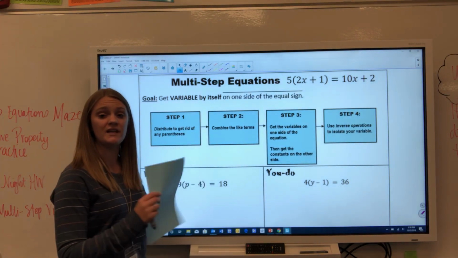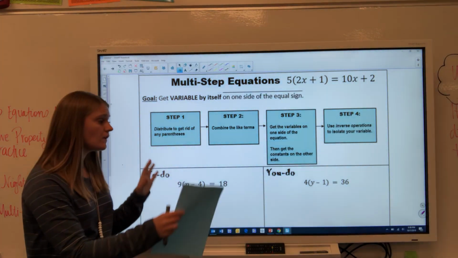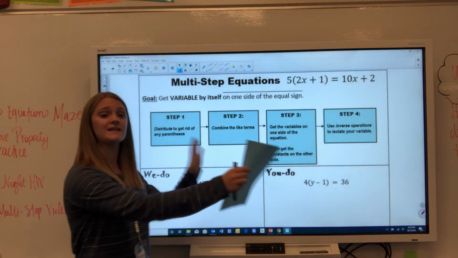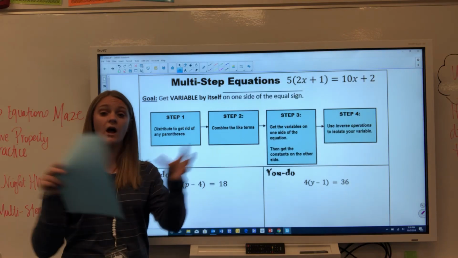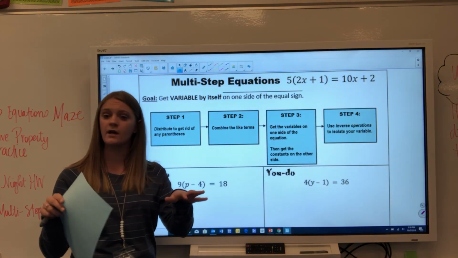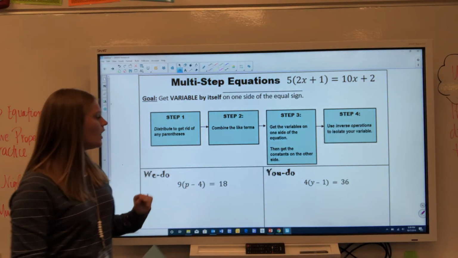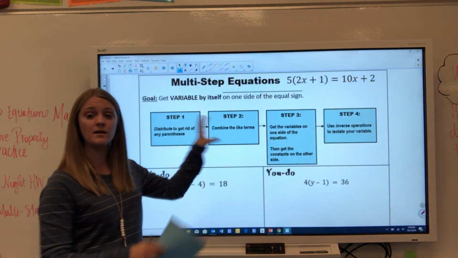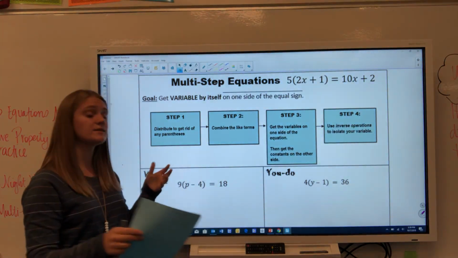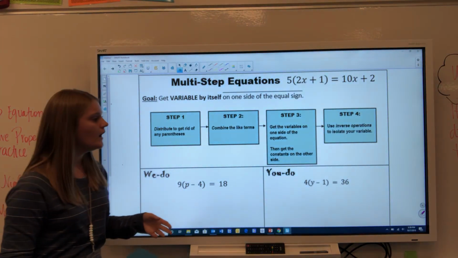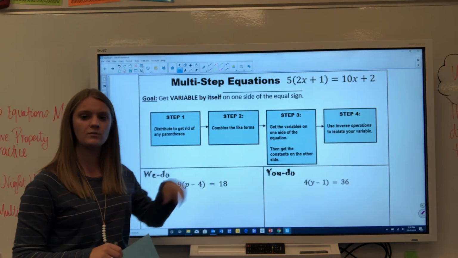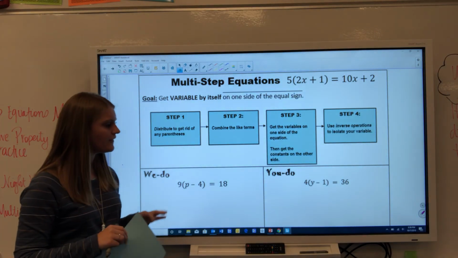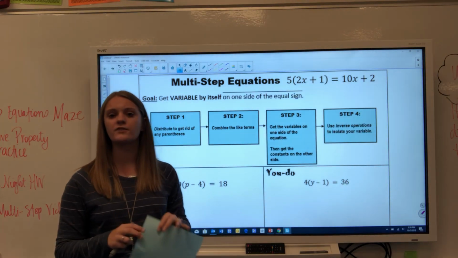Combine like terms on each side of the equal sign. Combine like terms on the left side, combine like terms on the right side. Do not make the mistake of combining terms on opposite sides of the equal sign together. You cannot do that, you have to keep it separate. Once you distribute and combine on both sides of the equal sign, now it's time to solve. You want to get your variable on one side first, so that means moving your variable if you have it on both sides, and we'll talk about that. And then you go ahead and solve for your solution.